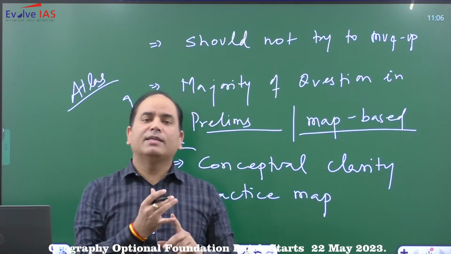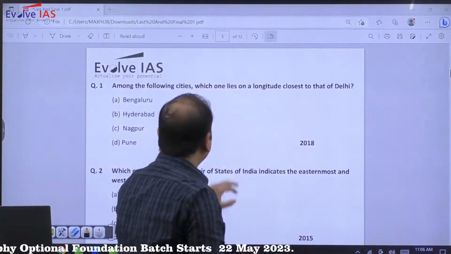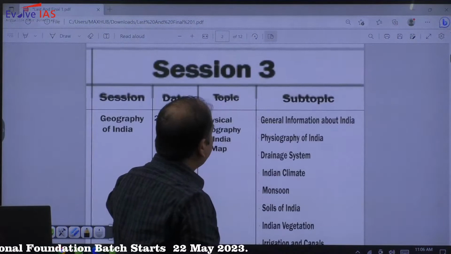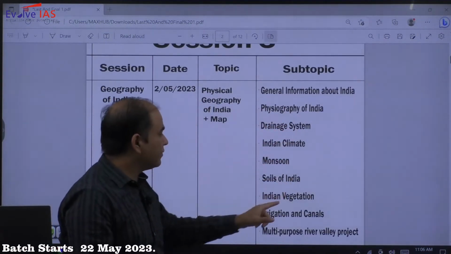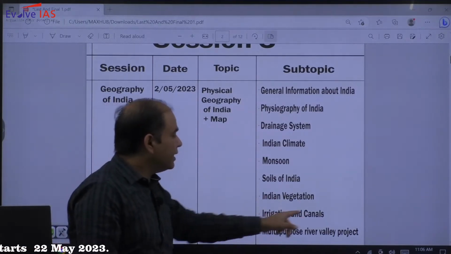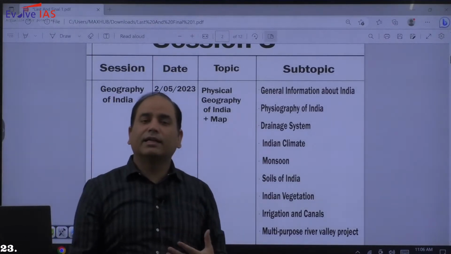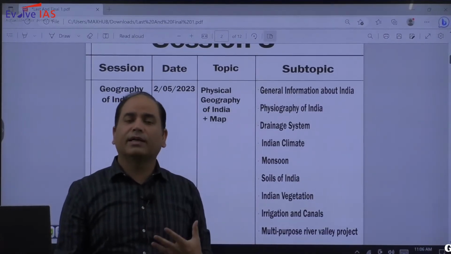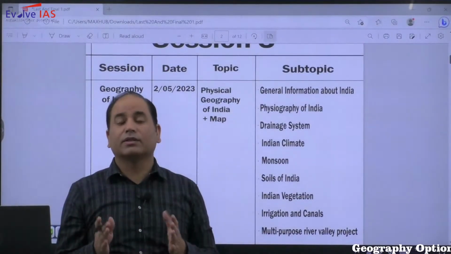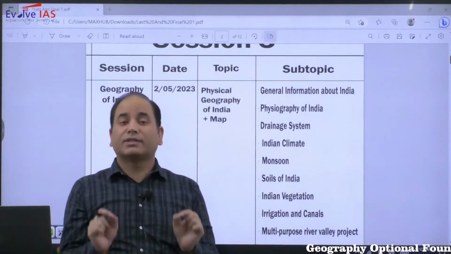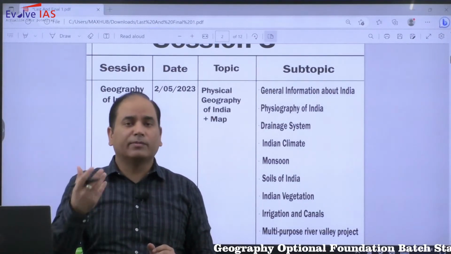Go through the chapters in your NCERT and the topics that I have taken up today: physiography of India, drainage system of India, soils of India, vegetation of India, irrigation and canals, multi-purpose river valley projects. Whatever maps are given in your atlas related to these, try to practice all those locations, because the majority of the questions can be solved. Whatever the tricky question, when I take it up, it will become clearer to you.